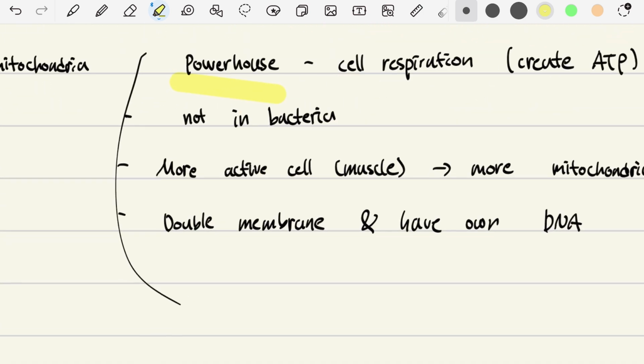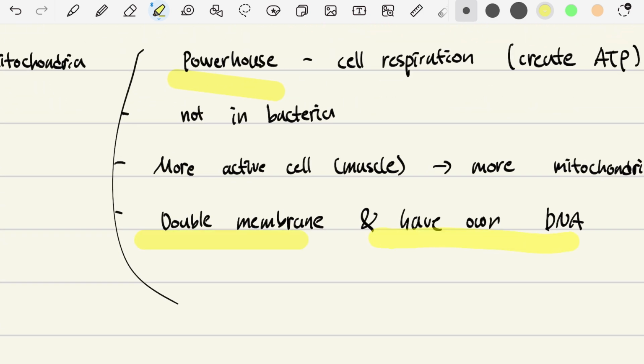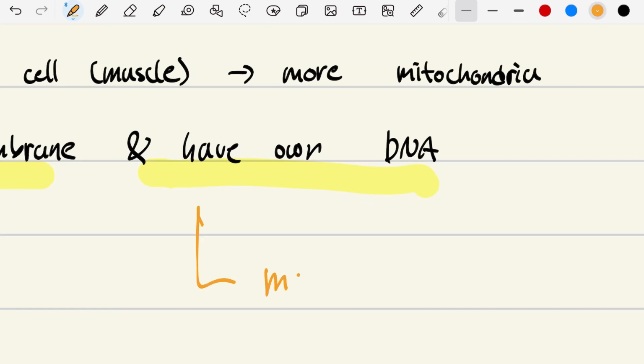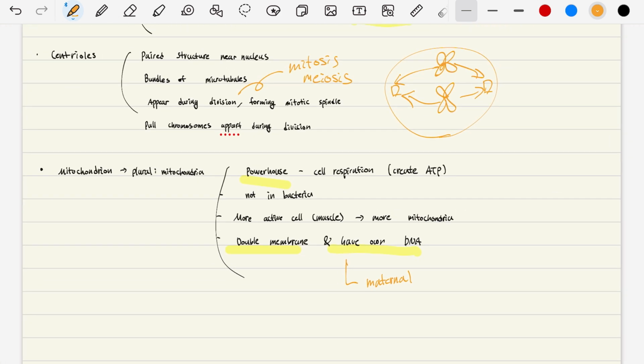Mitochondria are made of a double membrane, and they have their own DNA. We're going to learn this later, but their DNA is maternal, which means that their DNA comes from their mother. If a child has a genetic disorder in their mitochondria, then it's usually their mother's genetic disorder.